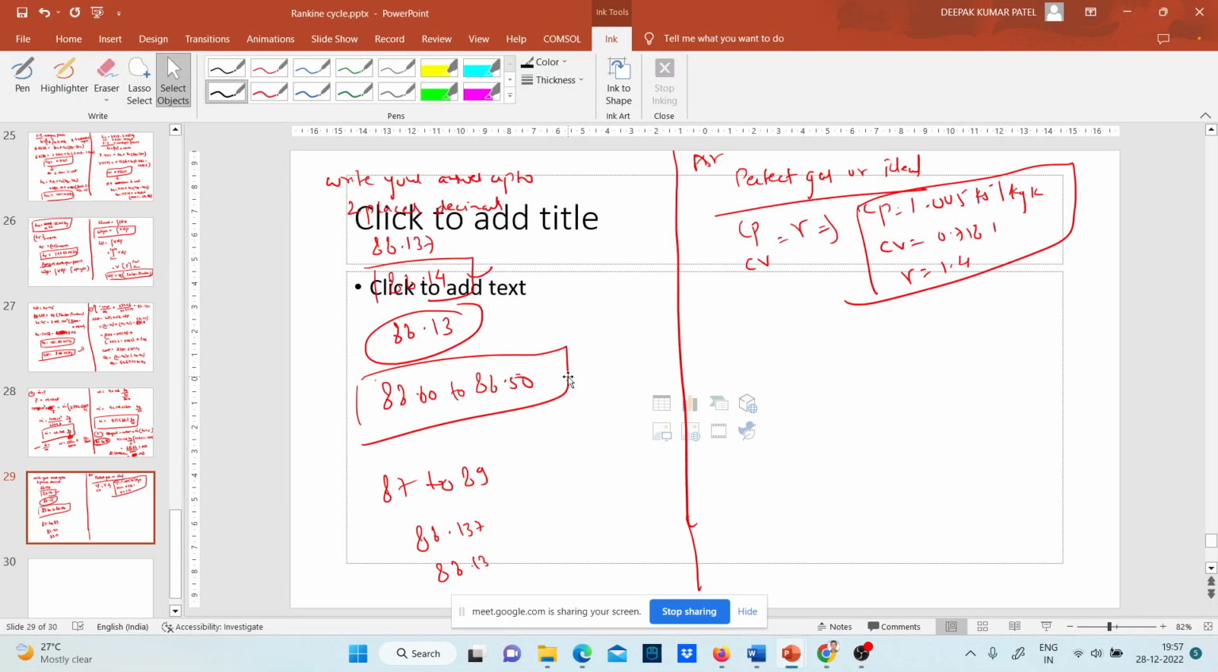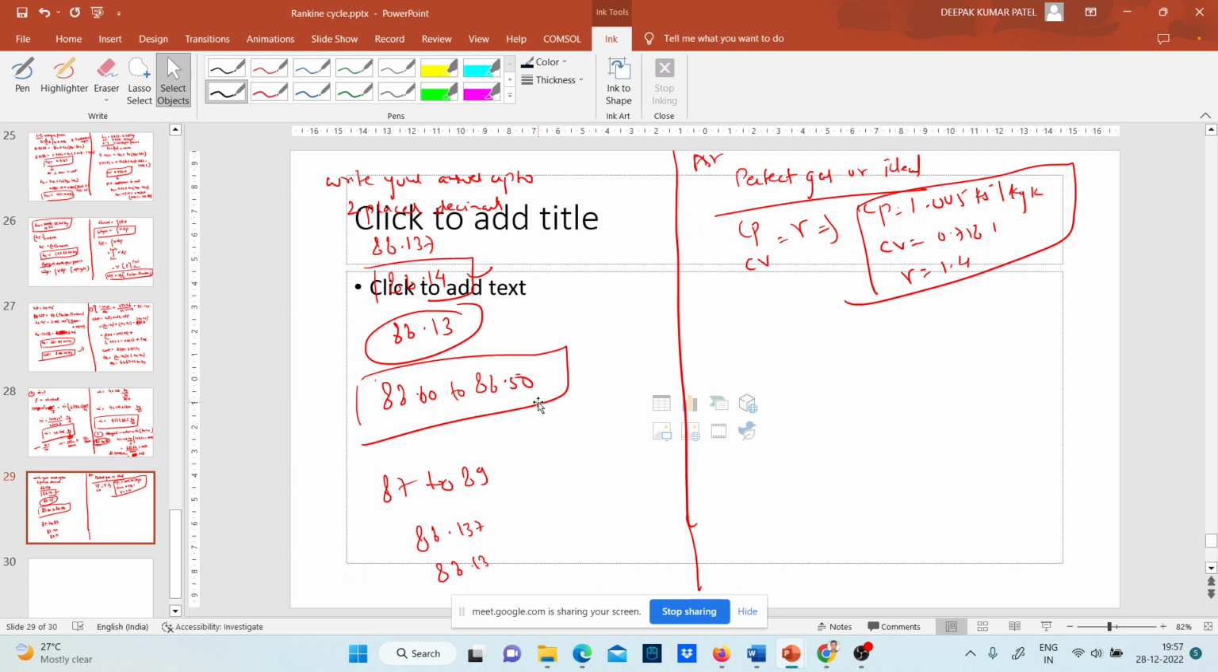So in the next class we'll do the regeneration part, regeneration in the Rankine cycles, and after that we'll solve the problems. Problems will be like the one big problem we have done. They will ask this big problem part wise, like efficiency 2 marks, calculate mass flow rate 2 marks, 1 mark, like this.